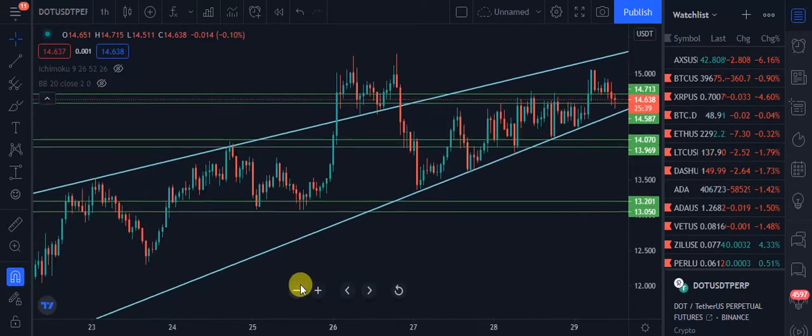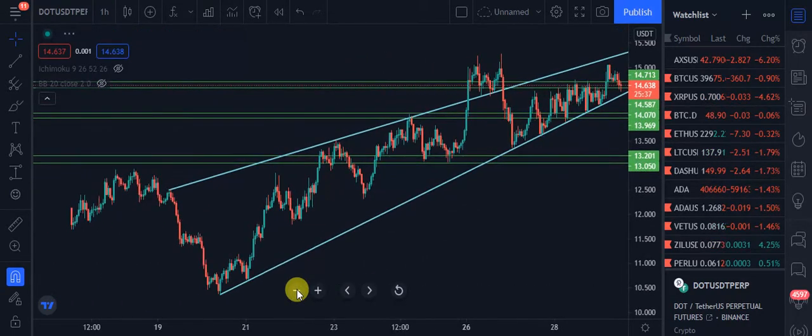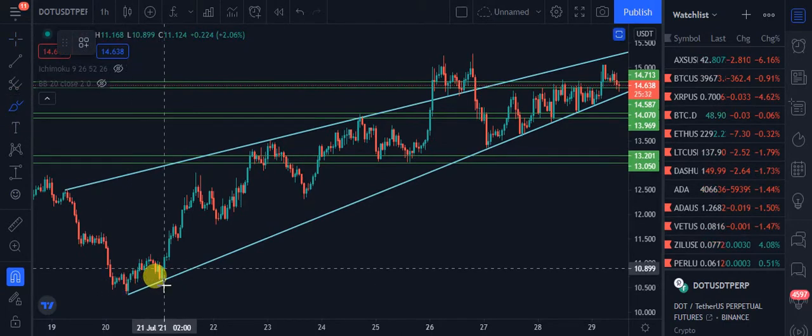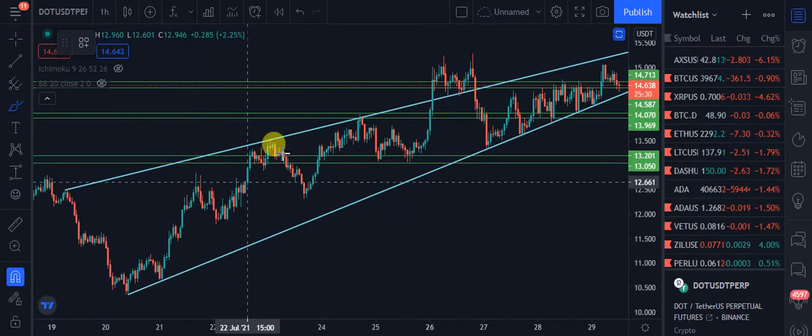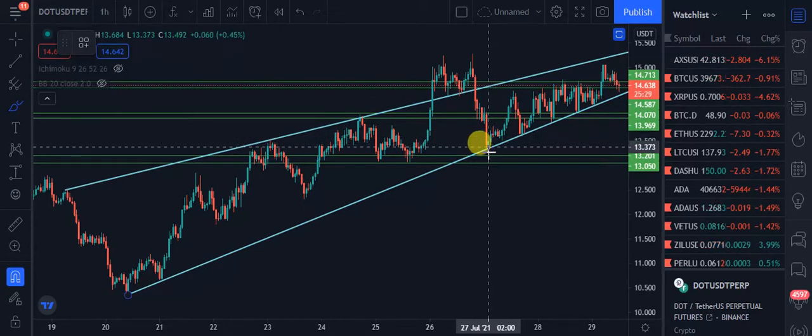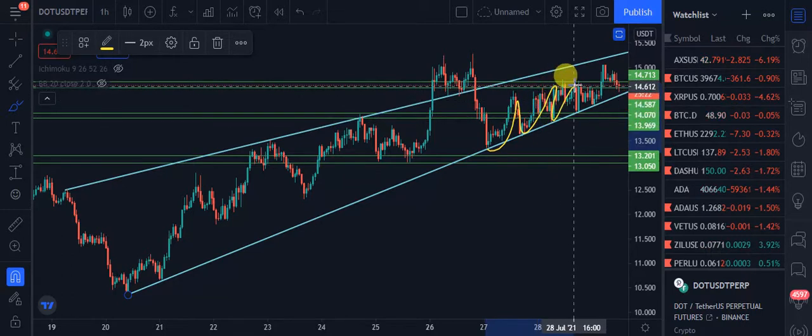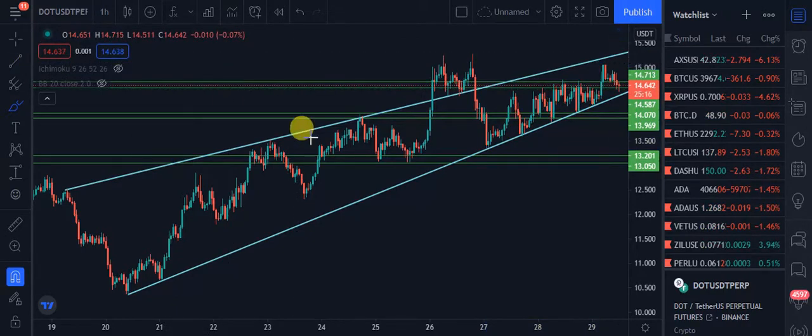So let's assume you're a trader and you have entered the market in this region. You draw a trend line from here. Anytime the market touches the trend line again, you can long it. Market came down, touched again, you long it. It touched again, you long it. Touched again, you long it. So these are multiple entries in the market. But if it's on the 4 hours chart, you won't see this many entries in the market.